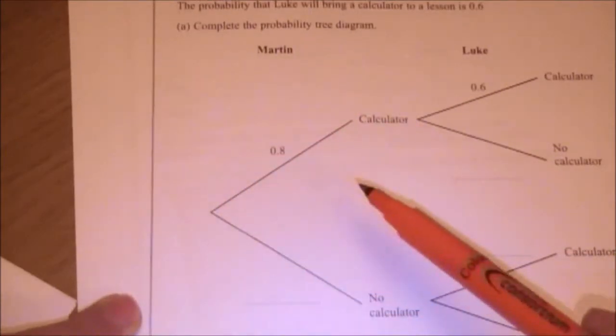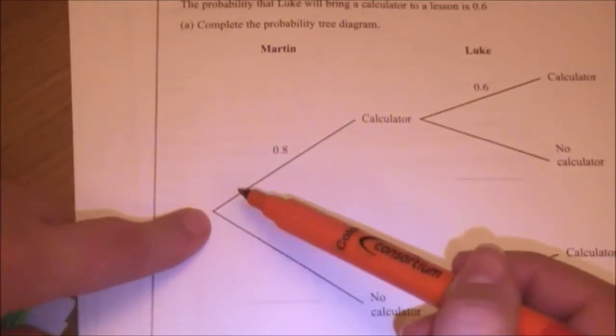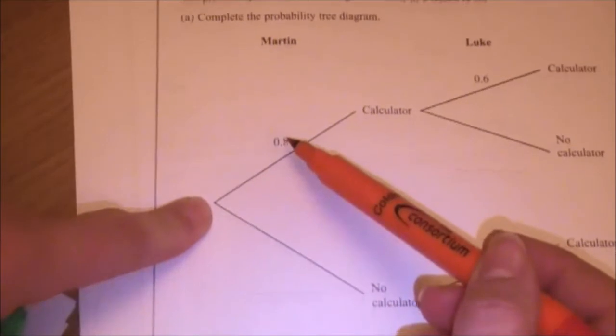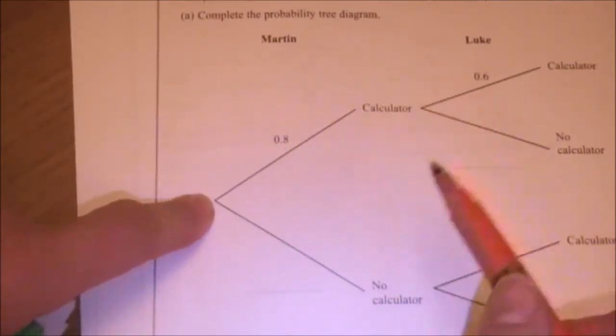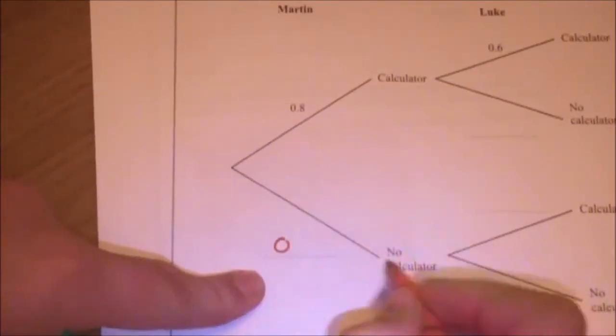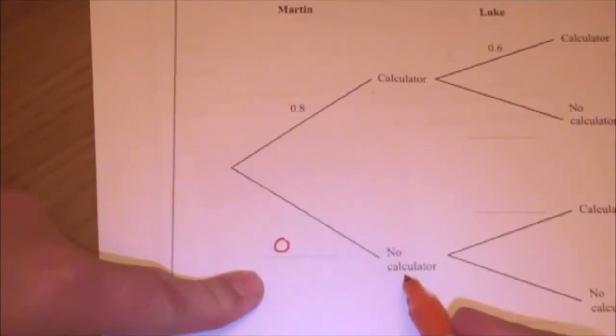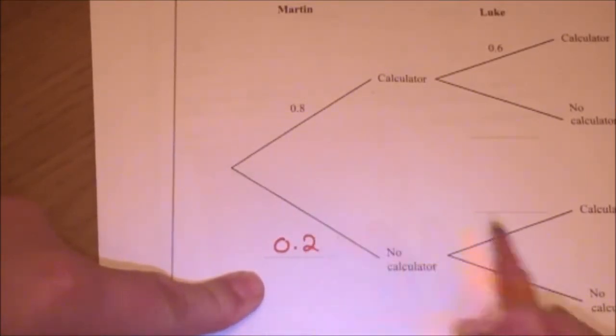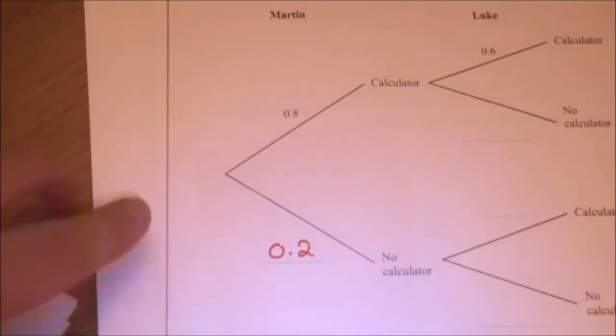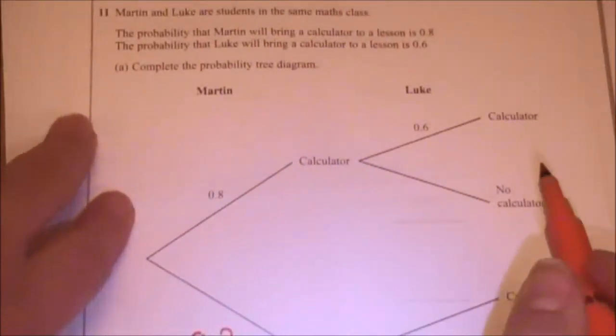So let's deal with Martin first. The probability of him bringing a calculator is 0.8. Now probabilities always have to add up to 1. That means the probability of him not bringing a calculator is 0.2. So that's Martin done. Let's look at Luke.